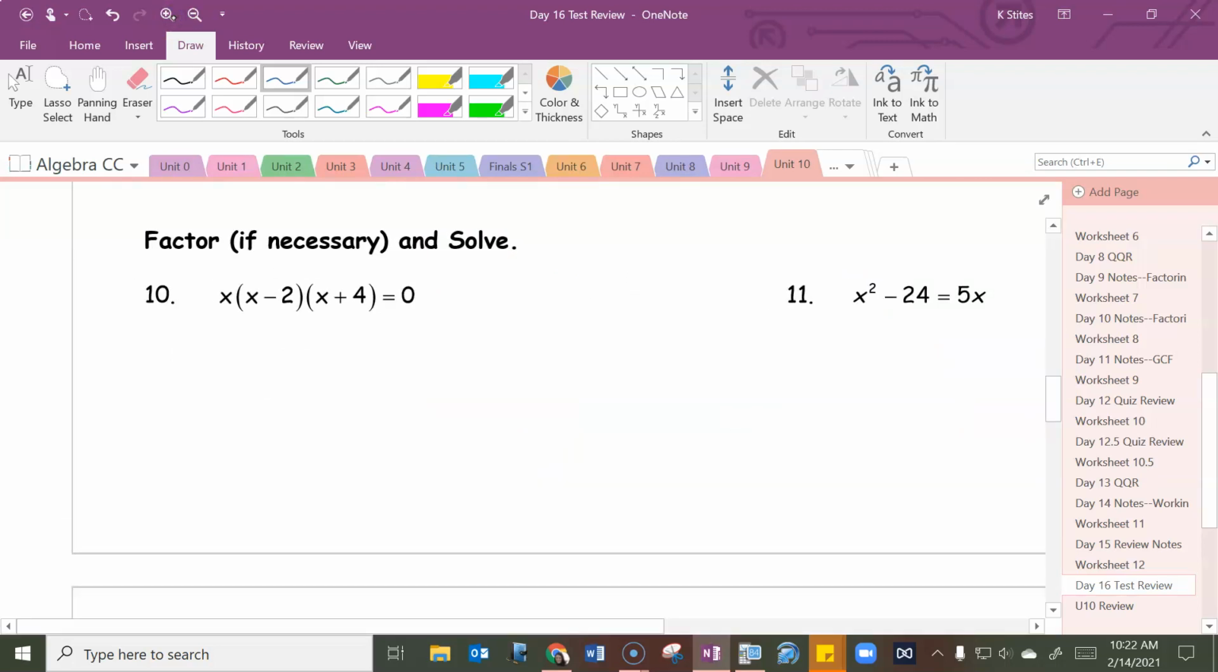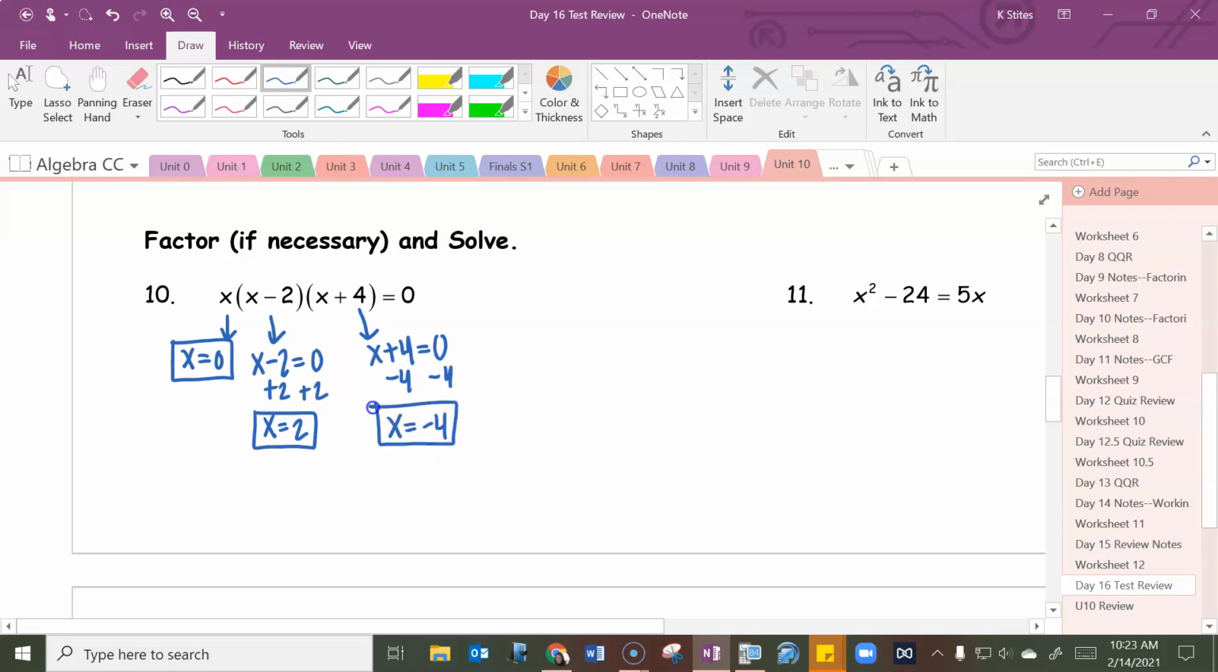In number 10, you're going to see it's already factored for you, so we are ready to go ahead and set everything that has an x equal to 0. And this one's already solved, so there you go. This one, add your 2 over. This one, subtract your 4 over, and this guy has 3 solutions.